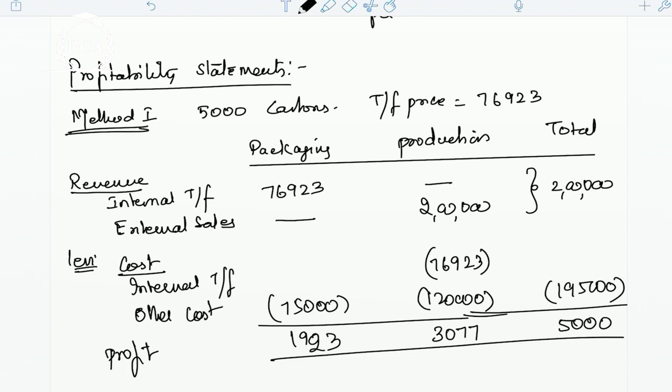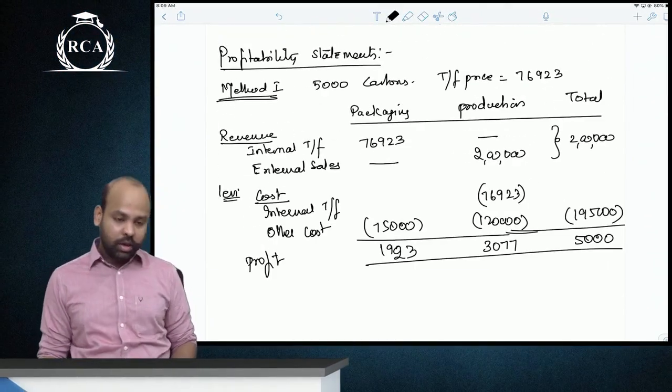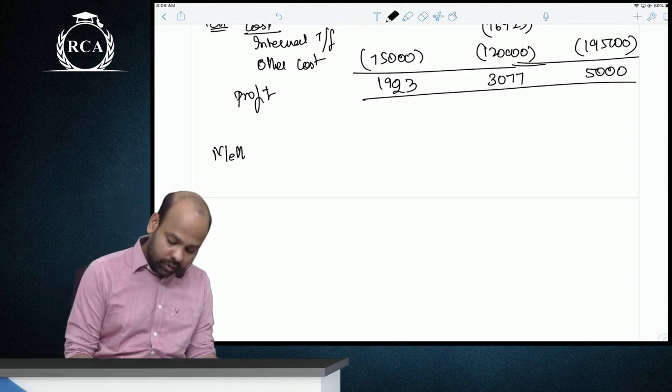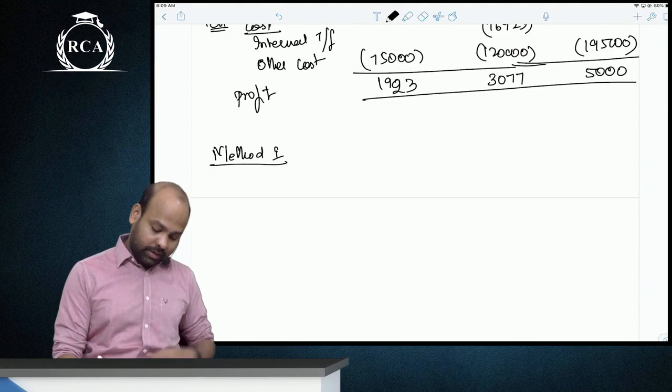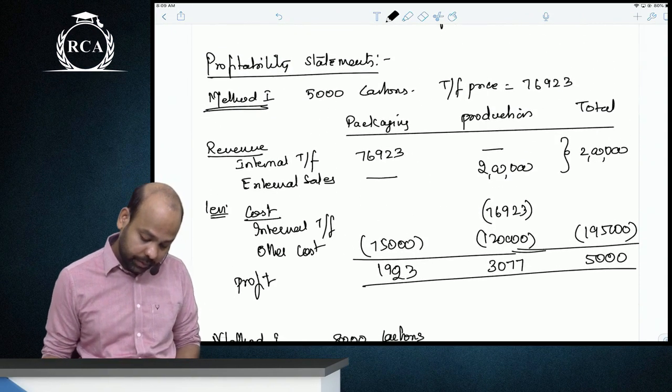I hope you're all done with this. Now let us do the same method one only, but with 8,000 cartons. If you haven't finished, pause. Method one only, but now 8,000 cartons. We are seeing what the impact of this transfer pricing is on profitability.